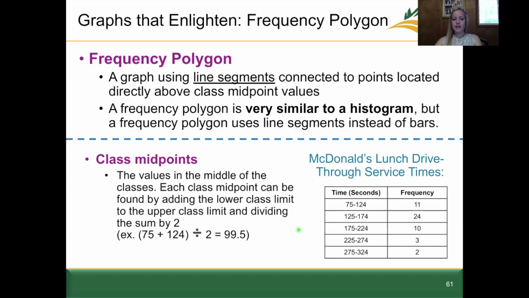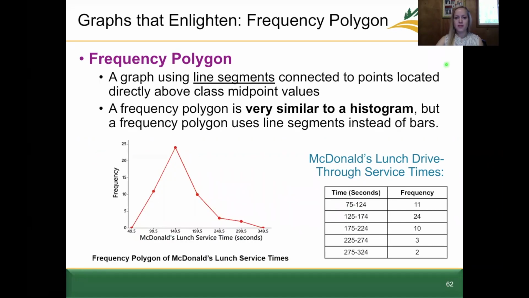Now let's see that in a frequency polygon. Previously we calculated that one class midpoint is 99.5. So we see a point, or a dot, located directly over that class midpoint. Then on the y-axis, that class midpoint dot corresponds with 11, the frequency of that class. Now, maybe on your own, you can figure out where we got 49.5. Pause the video and try to figure out where we get 49.5 from.